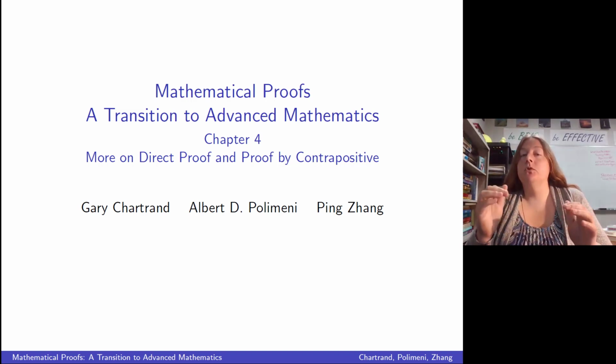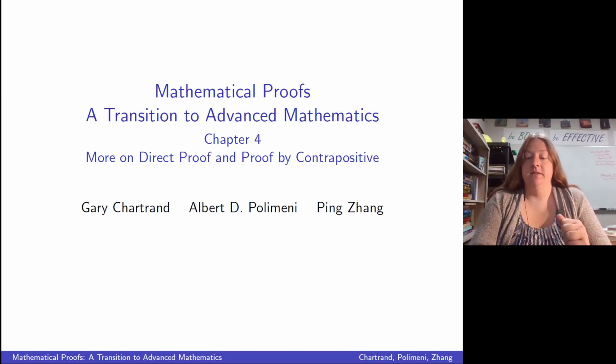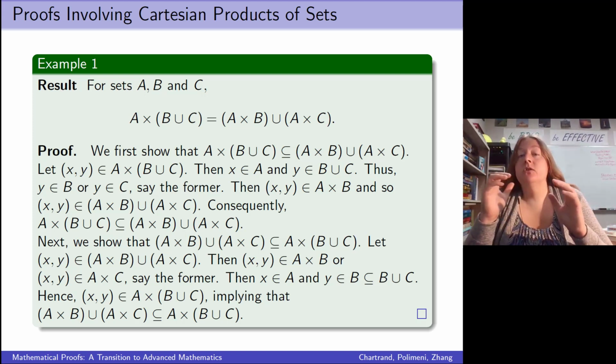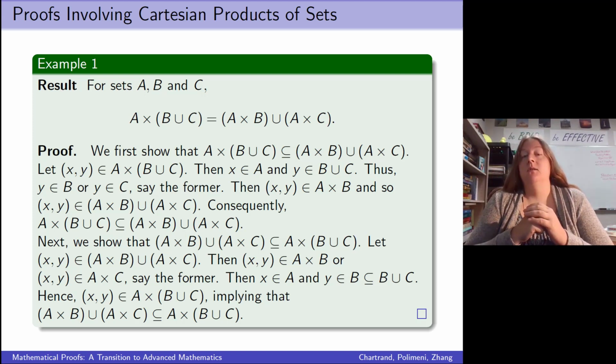In this video, we're going to take a look at an example of a proof involving Cartesian product of sets. So I have sets A, B, and C, and I'm going to take a look at this equality of the Cartesian product of A with the union of B and C being equal to the Cartesian product of A and B union the Cartesian product of A and C.